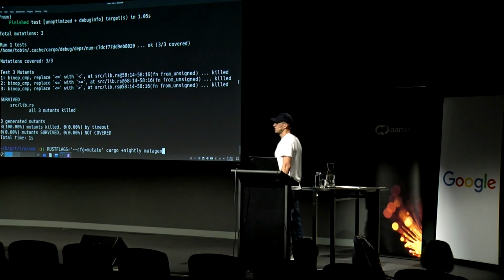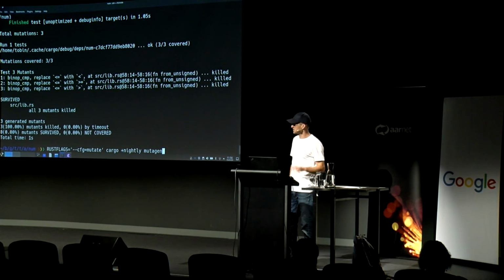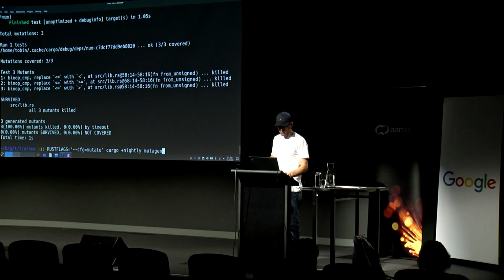So if you look up online how to do this, they don't do the Rust flags business. That's something that I added because I didn't want Mutagen to run anytime anyone ran the tests. I only wanted it to run in CI when I really wanted it to run. So that's why I did that. We do the same with benchmarks.